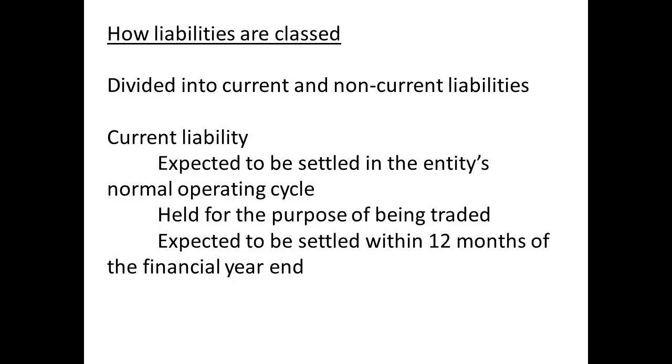How do we then define a current liability? A current liability is expected to be settled within the entity's normal operating cycle. For most liabilities, they are expected to be settled within terms agreed. At the end of the financial year, the current liabilities are those that will be expected to be settled within the 12 months following the year end.